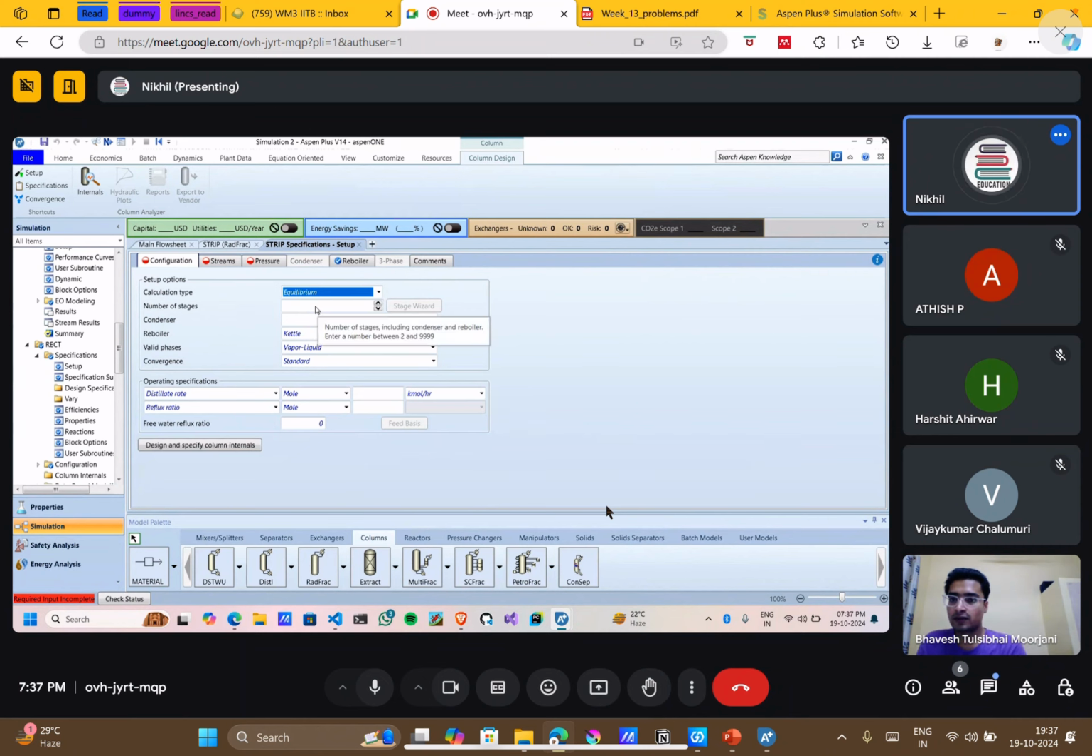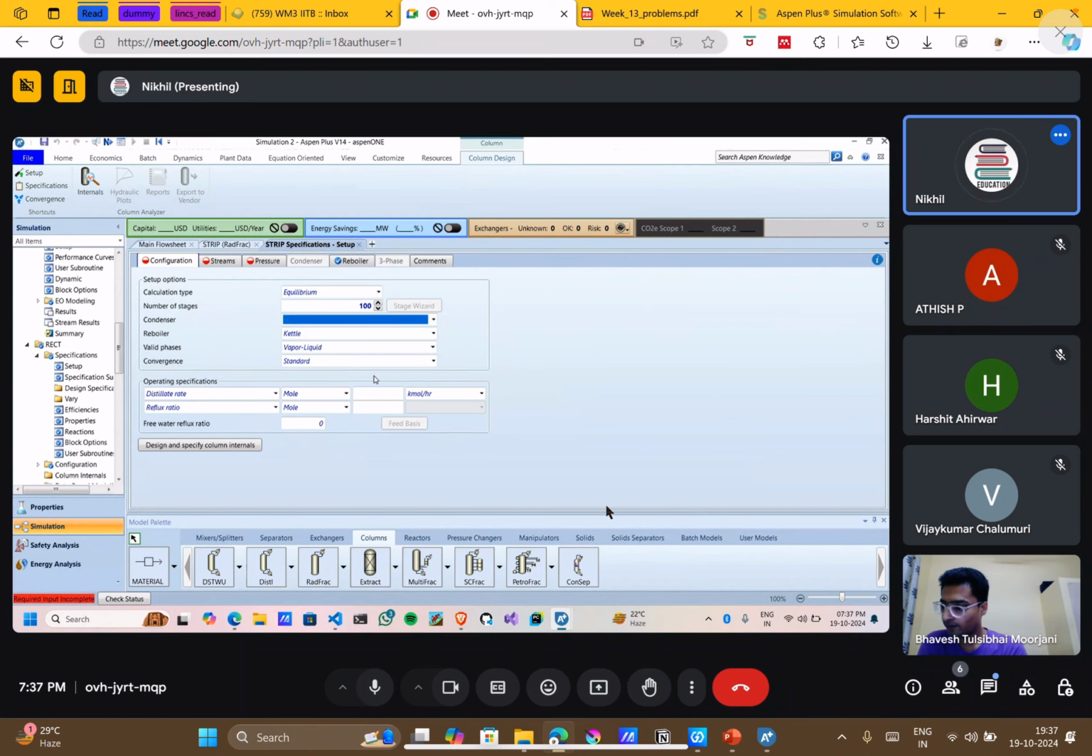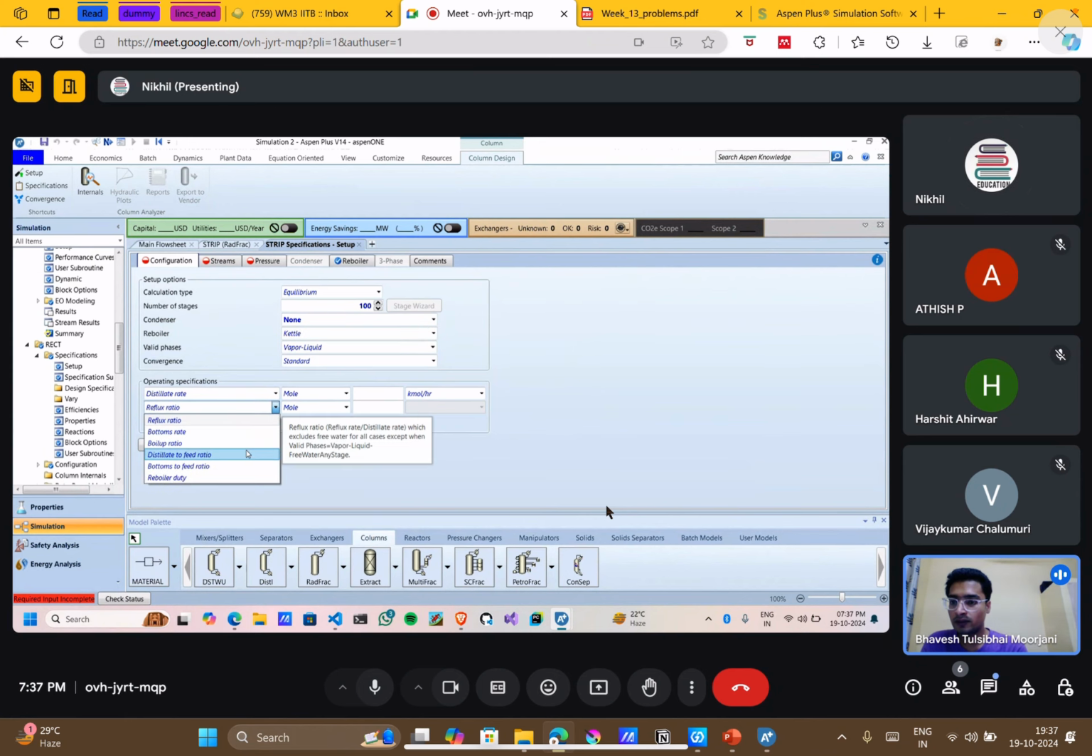Okay. Go next. This is the stripping column, right? For the stripping column, total stages are 100. This stripping column is without any condenser, so condenser is none. Reboiler duty is given. In the operating specification, select reboiler duty.